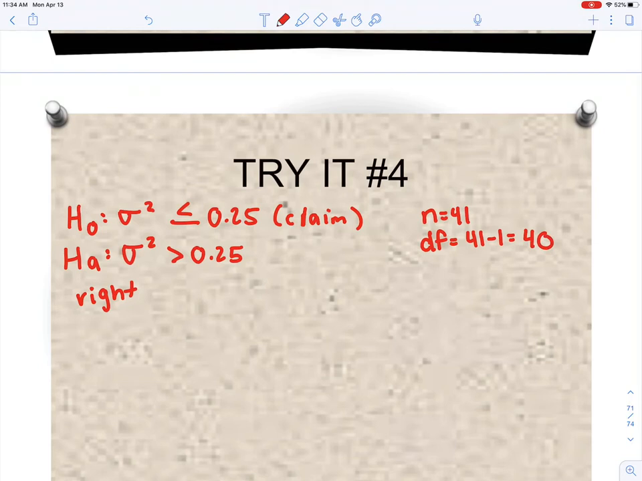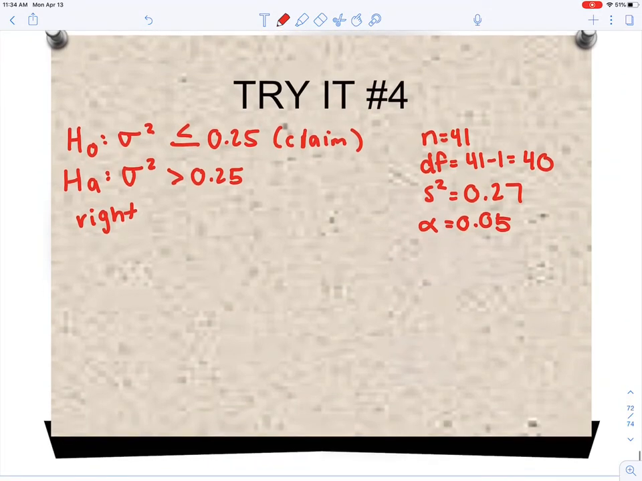It has a variance of 0.27. Okay. So that's my sample variance. Okay. Level of significance is 0.05. Are you rejecting the company's claim?